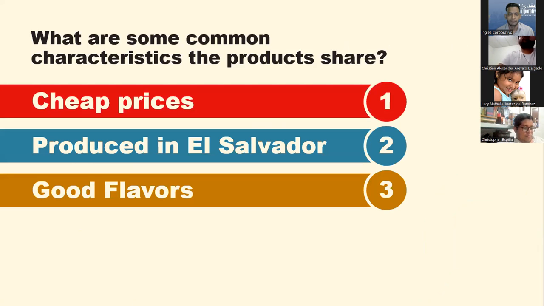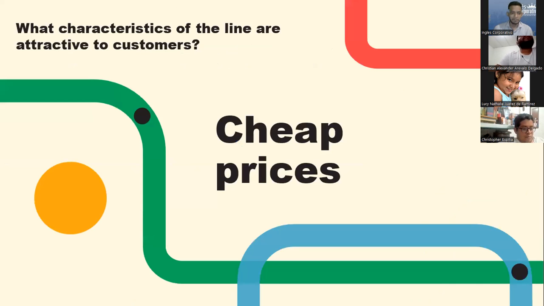The next question is, what are some common characteristics the products share? We find three characteristics: cheap price, produced in El Salvador, and good flavors. And what characteristics of the line are attractive to customers? We find one, and we choose cheap price. And that is all.